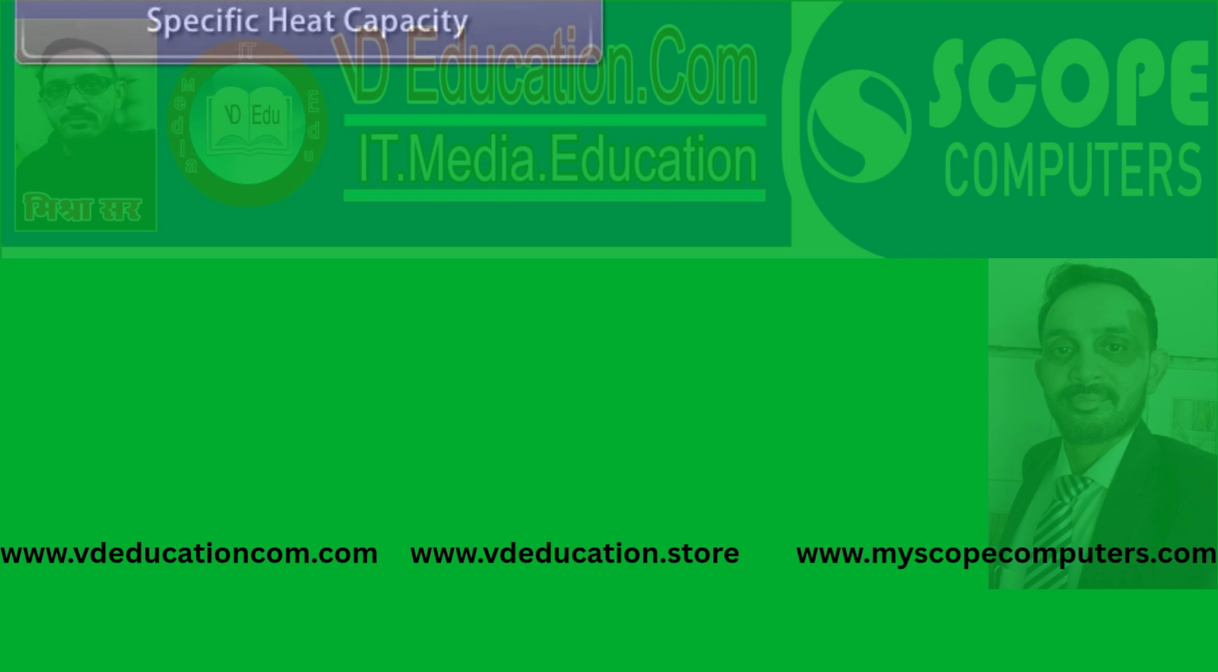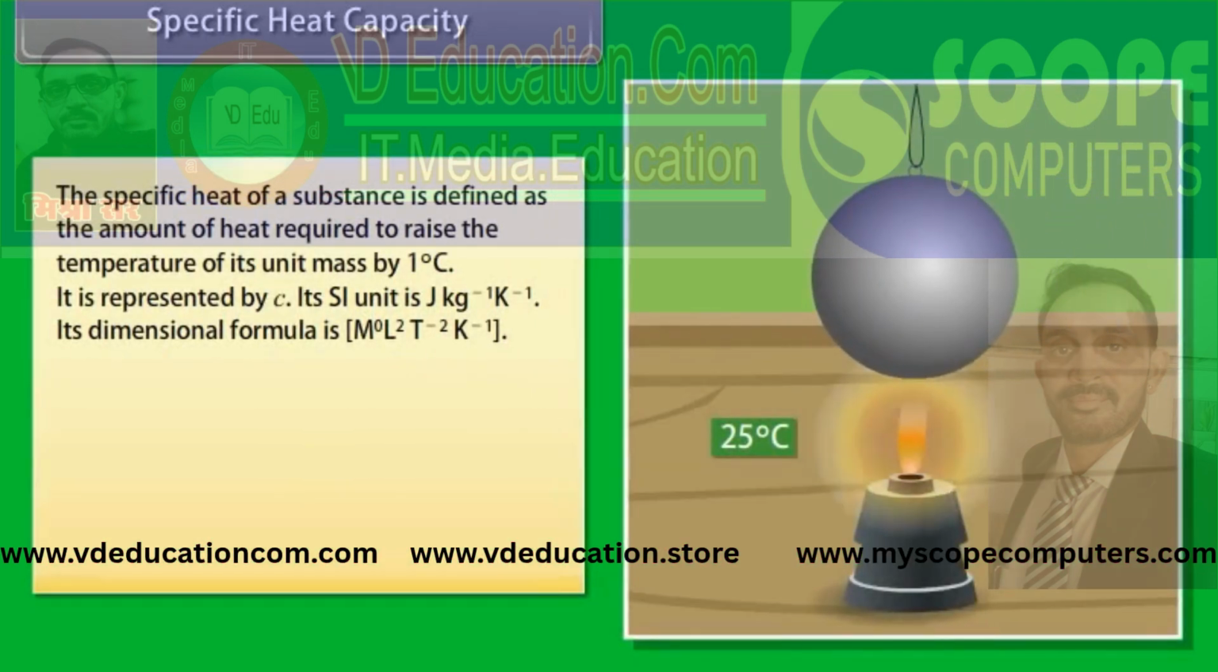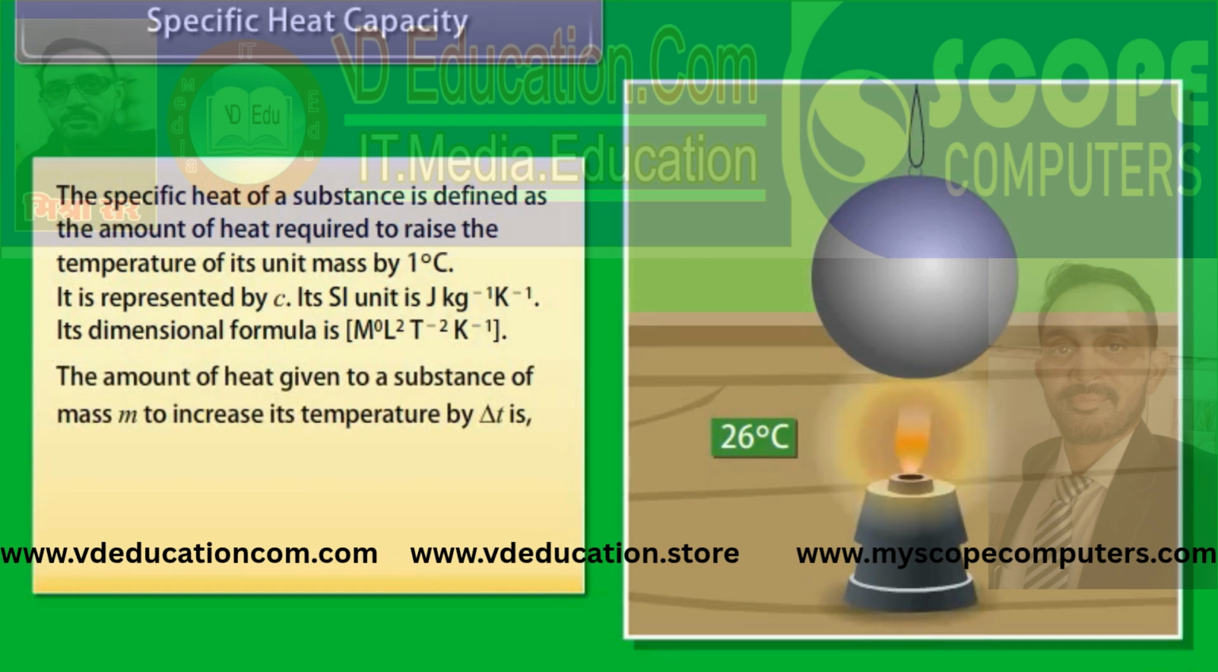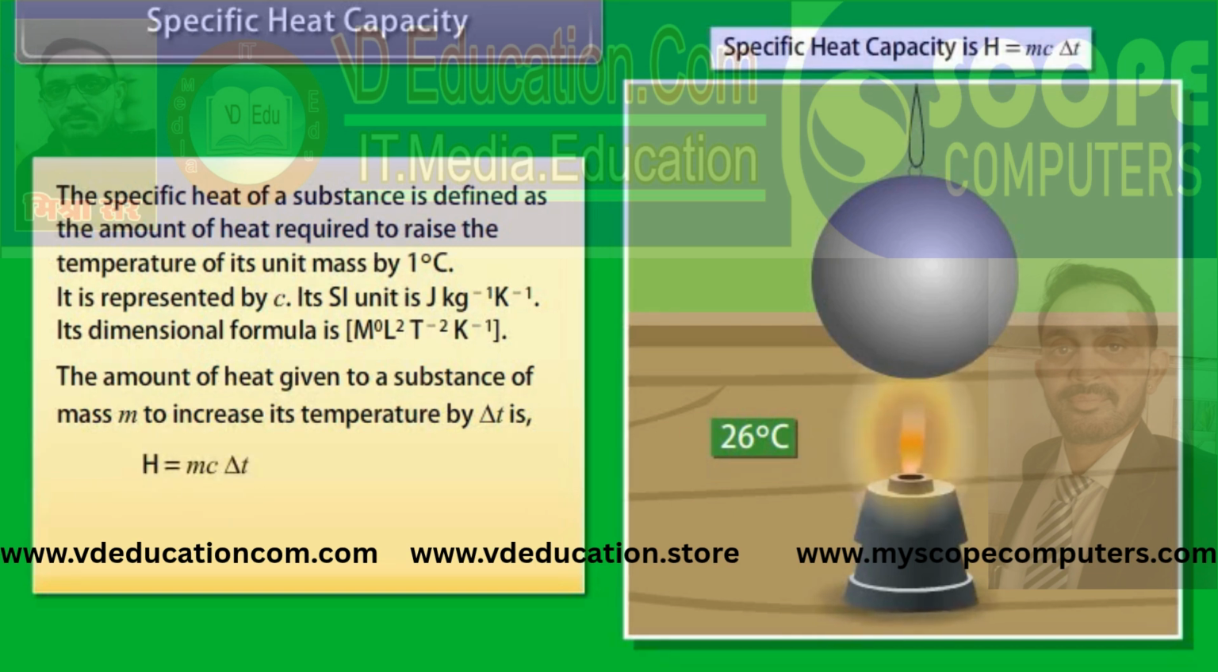Specific heat capacity. The specific heat of a substance is defined as the amount of heat required to raise the temperature of its unit mass by 1 degree Celsius. It is represented by C. Its SI unit is joule per kilogram per Kelvin. Its dimensional formula is M to the power 0, L squared, T to the power minus 2, K to the power minus 1. The amount of heat given to a substance of mass m to increase its temperature by delta T is H is equal to m c delta T, where H is equal to amount of heat required and C is equal to specific heat of the body.